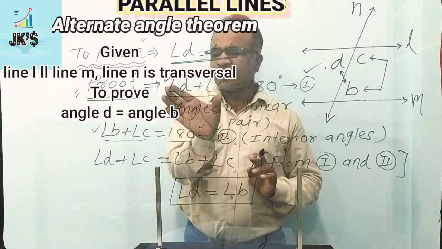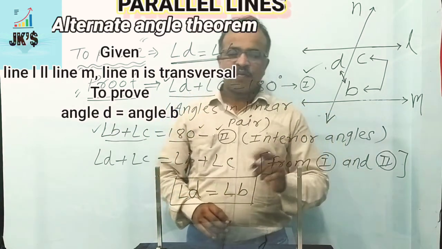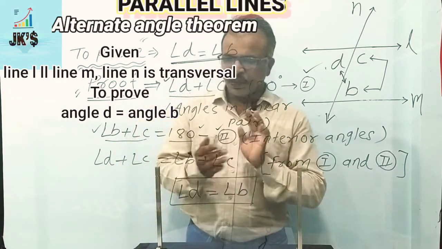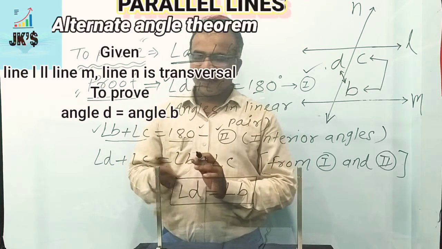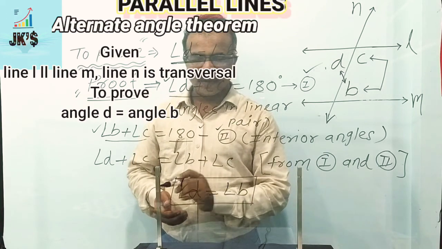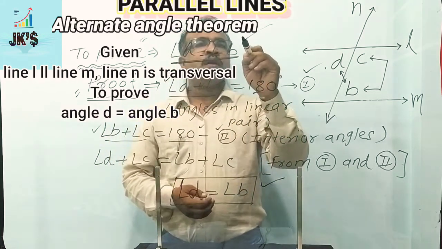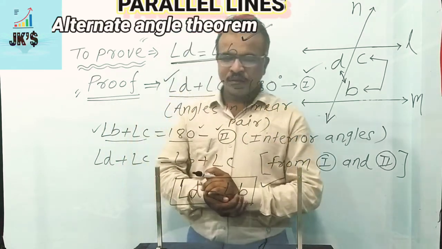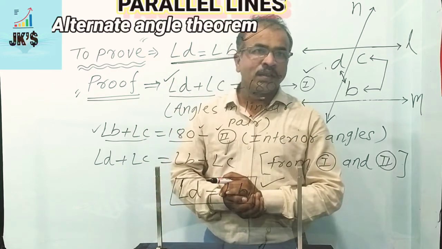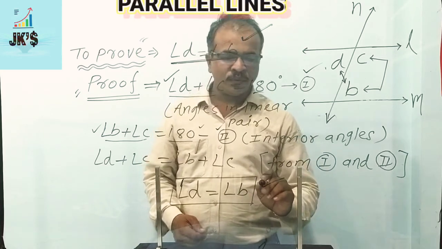So angle D plus angle C equals angle B plus angle C from 1 and 2. Angle C becomes 0. So what will remain? Angle D equals angle B, and this is our to prove. Proved now. Hence our theorem, the alternate angles formed by a transversal of two parallel lines are of equal measures, is proved.